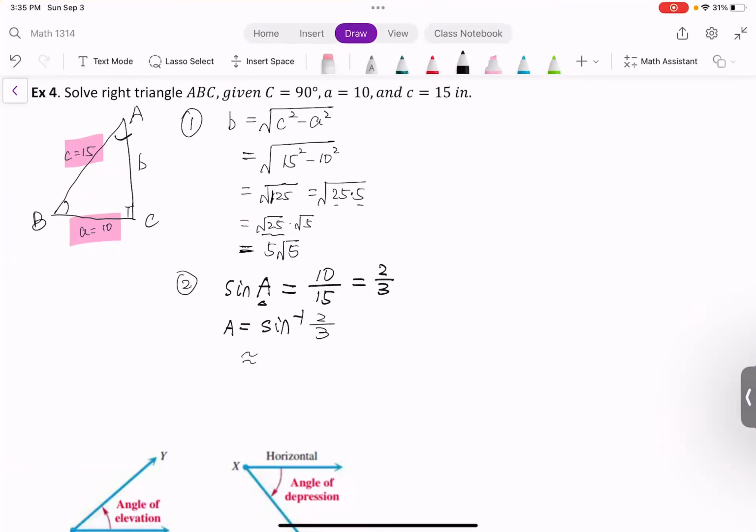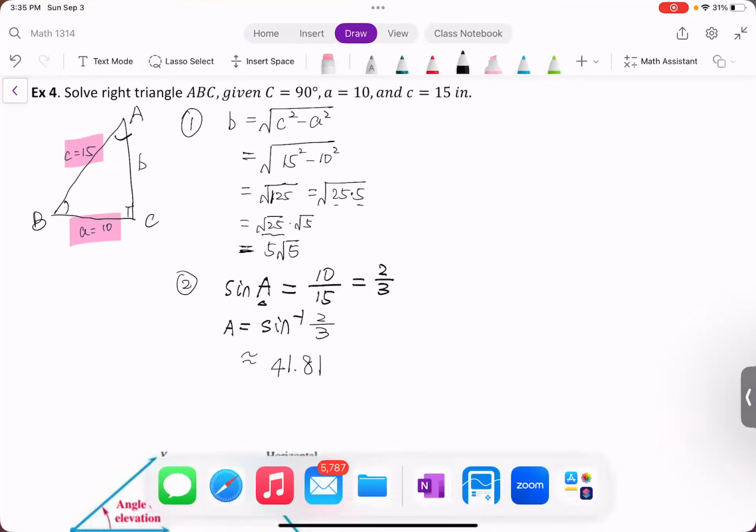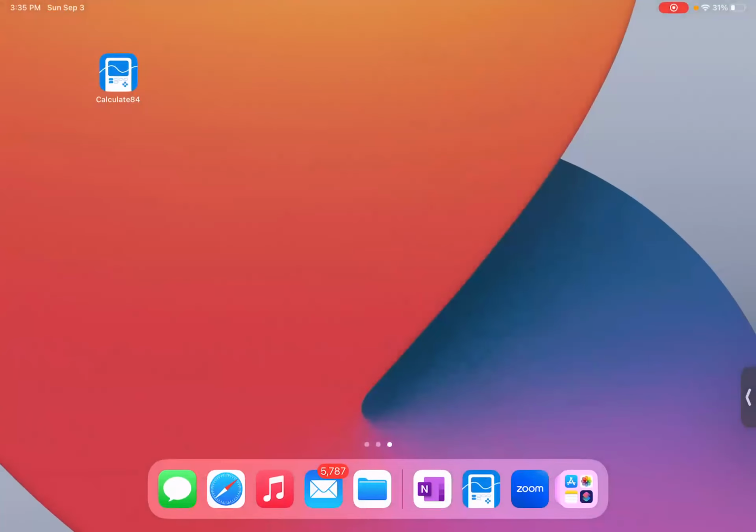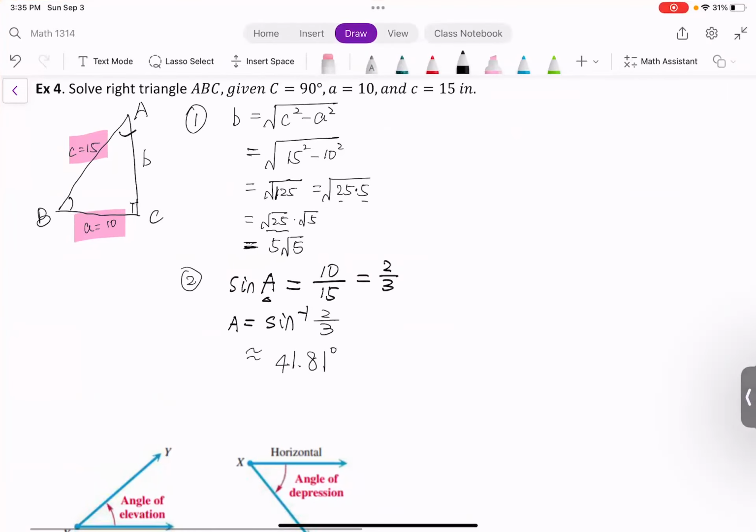So the angle A is about 41.81 something. Let me go back to C. So if I round to 2 decimal places, the third digit after the 1 is 0, so I can ignore all of them. So I'm having a very simple angle like this: 41.81 degrees.